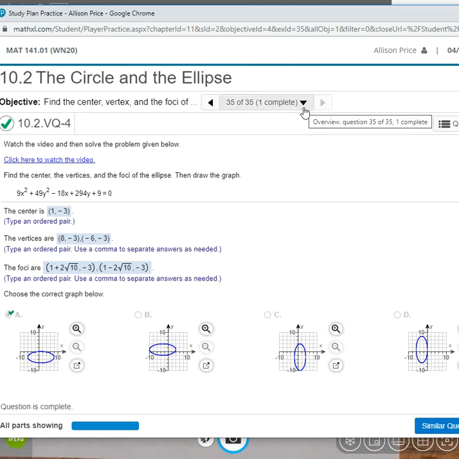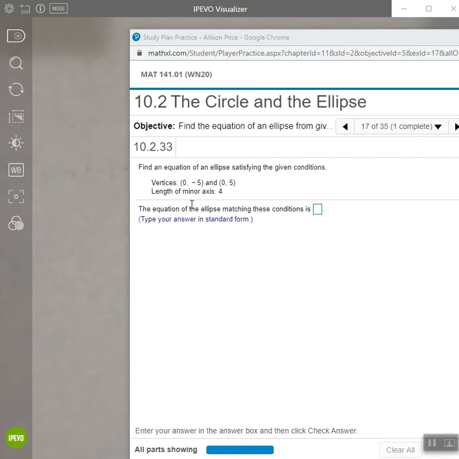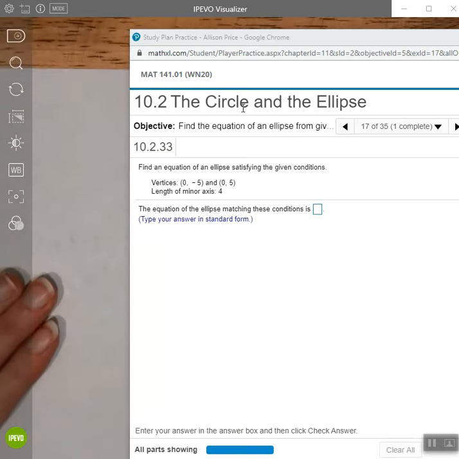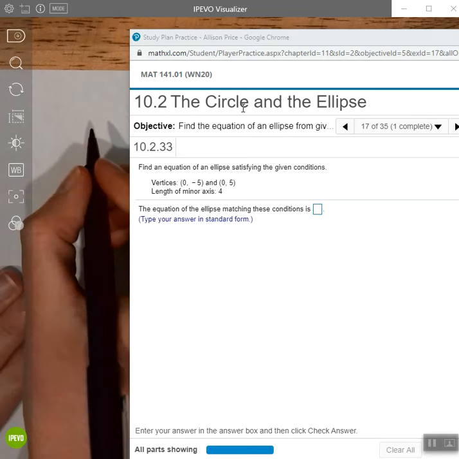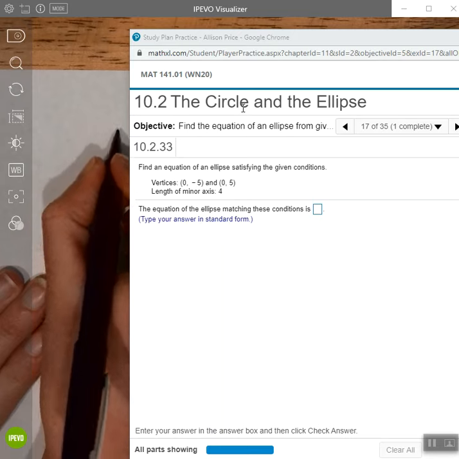Okay, so let's take a look at another one. We have some variety in the types of questions. I will have to pause real quick and find another one. Okay, here's another one that tells me the vertices and the length of the minor axis, and I need to use those things to write the equation of the ellipse. So I'm going to draw a quick sketch of this thing, and then find all the things I need. So I need A, B, H, and K.